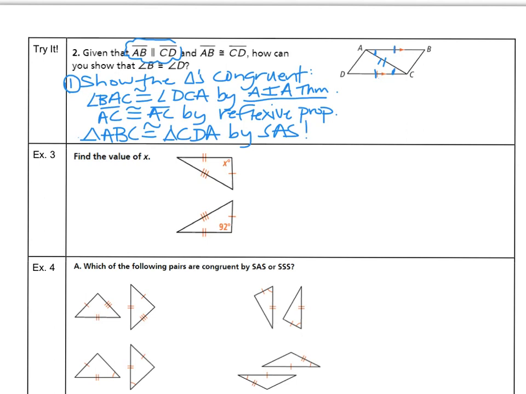Now, here's the fun part. Once you know the two triangles are congruent, we can then say whatever's left in the picture, angle B is congruent to angle D because of the corresponding parts of congruent triangles are congruent definition, CPCTC. Anything that isn't already marked can now be marked as long as it matches accordingly. And that's what you have to do to show they're congruent.